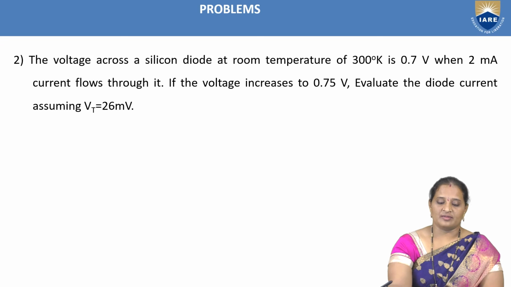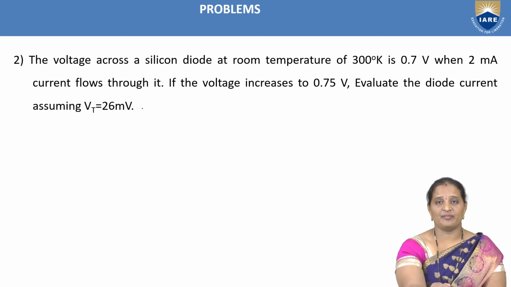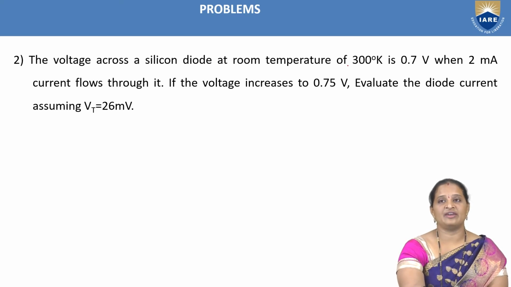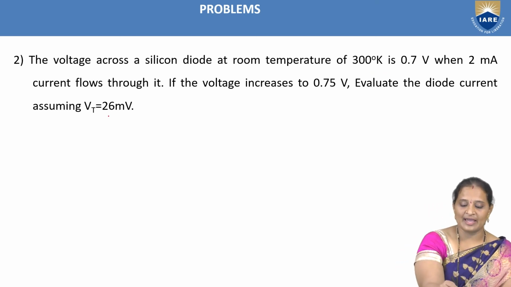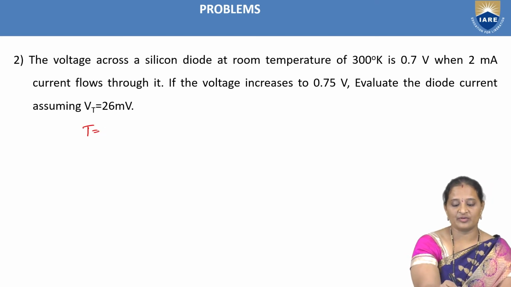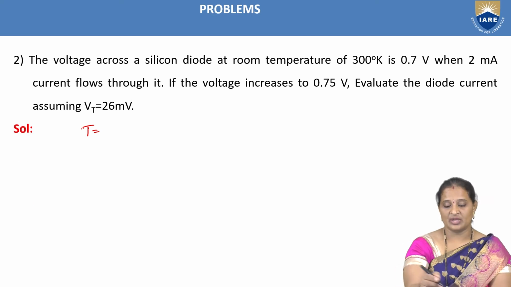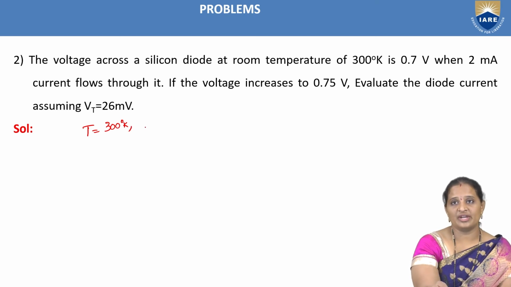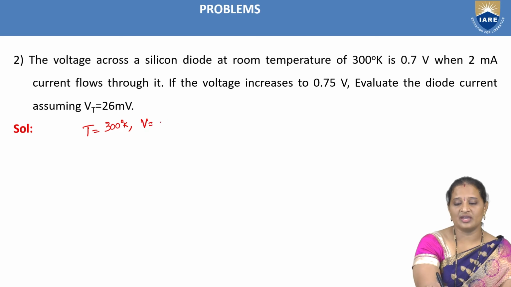So next, the second one. Let us have a look at the problem statement. The voltage across a silicon diode at room temperature of 300 degrees Kelvin is 0.7 volts. That means the temperature has been given, also in degrees Kelvin. So we represent it as capital T, which is 300 Kelvin. And at this temperature, the voltage across the silicon diode is given, which is 0.7 volts.